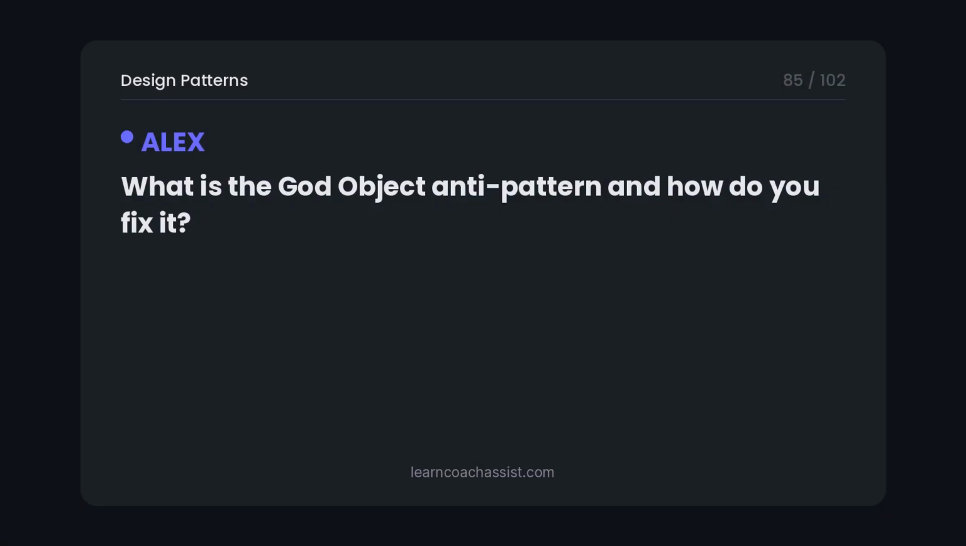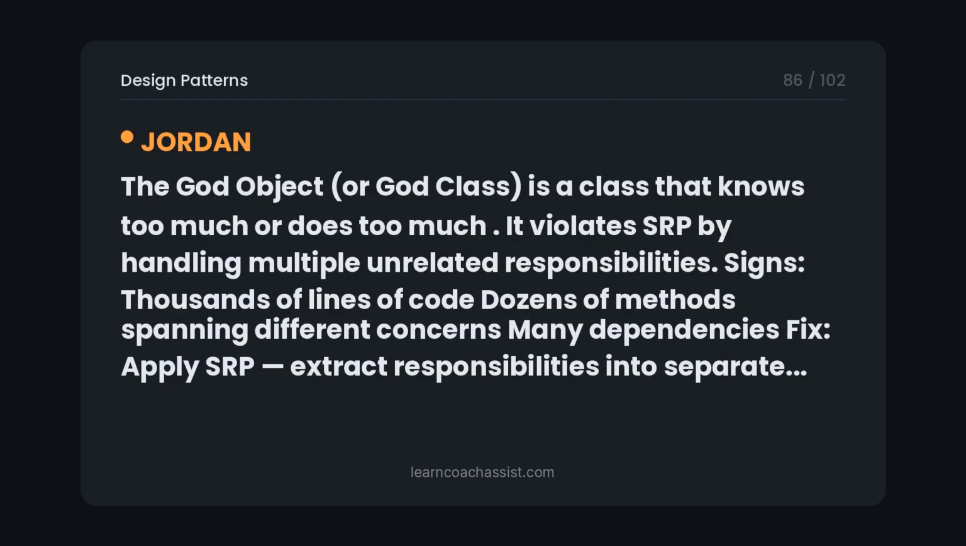What is the God object anti-pattern and how do you fix it? The God object, or God class, is a class that knows too much or does too much. It violates SRP by handling multiple unrelated responsibilities. Signs: thousands of lines of code, dozens of methods spanning different concerns, many dependencies. Fix: apply SRP. Extract responsibilities into separate classes. Use a facade if a simplified entry point is still needed. Refactor incrementally using tests as a safety net.